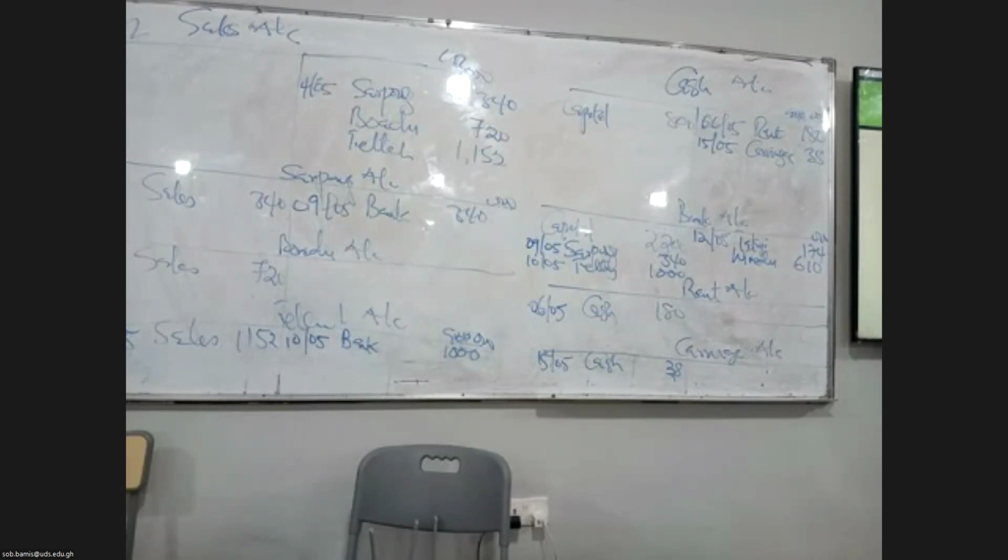Then the last three, purchase goods on credit. Purchase goods on credit.